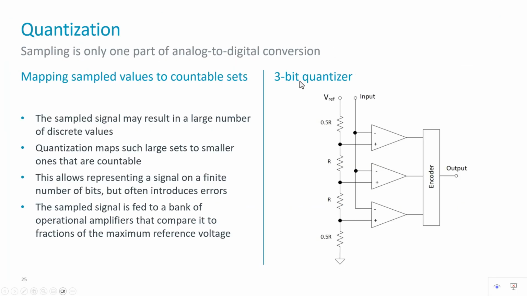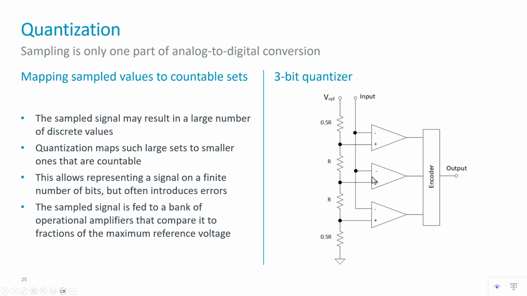Now the second step after the sampling is quantization. This quantization is meant to restrict the sampled values to a countable set that can be represented with a number of bits. This is achieved either by rounding or truncation of sample values to the nearest element of the quantization set. Inherently, this introduces some error that also impacts the reconstruction.